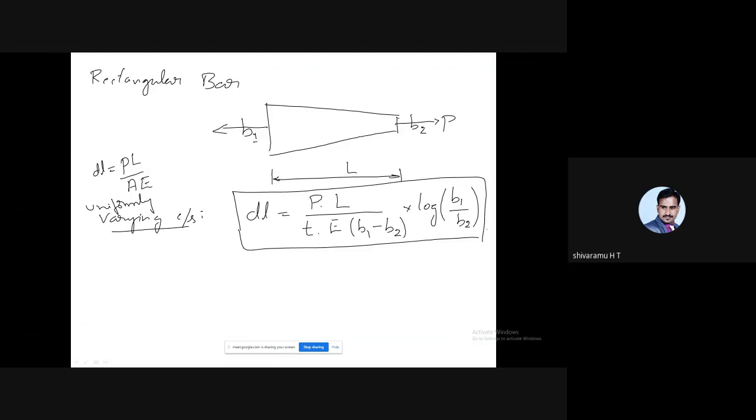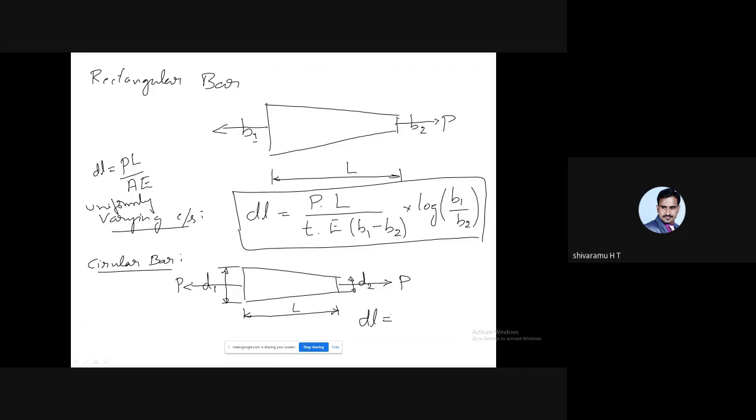And there is one more section, the cross section may be circular. If the given section is a circular cross section, once again it is varying from the bigger end to the smaller end. So here we are going to consider the diameter. The bigger end will have diameter D1, and at the smaller end we'll consider the diameter D2, and once again it will be subjected to the tensile load of P, and the bar has a varying cross section for the length L.